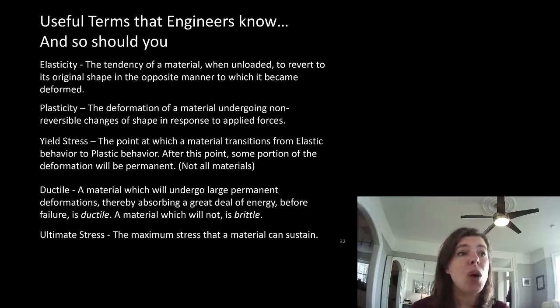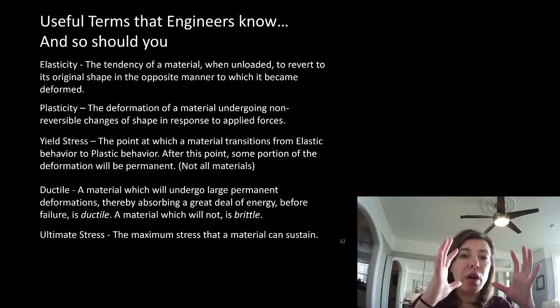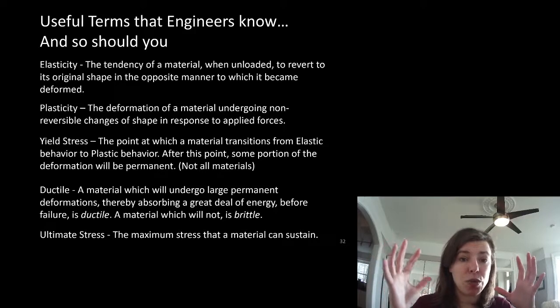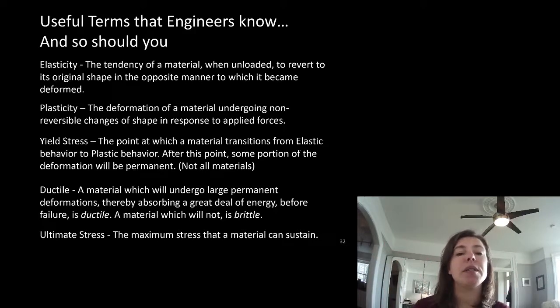Plasticity is when we have deformation that is permanent, or deformation of a material undergoing non-reversible changes of shape in response to applied forces. We load our object, but when we unload it, it does not go back to its original form. That means there has been plastic deformation.